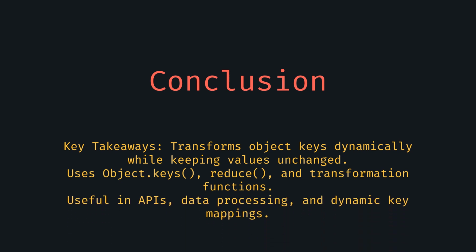In summary, mapping object keys dynamically enhances flexibility in data handling, whether renaming API fields or structuring configuration objects. This method provides a robust solution.